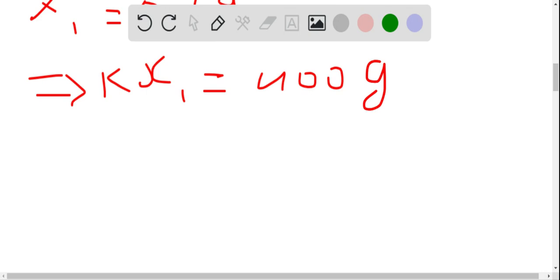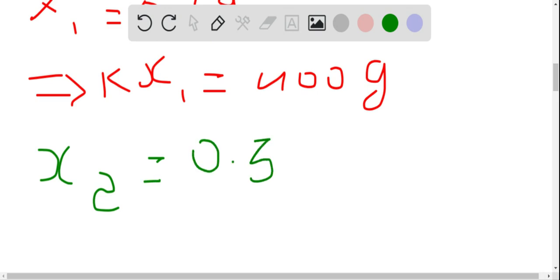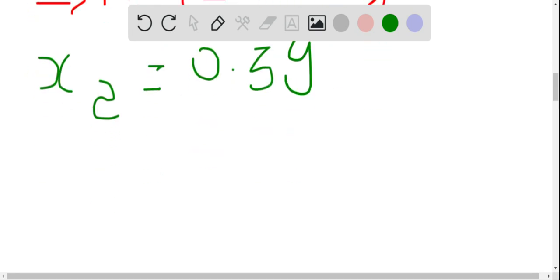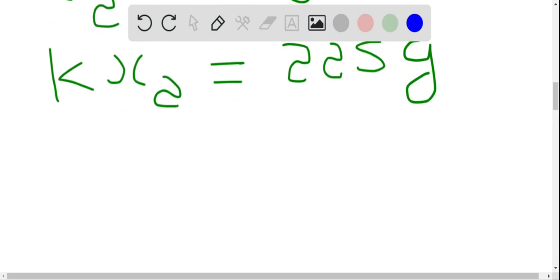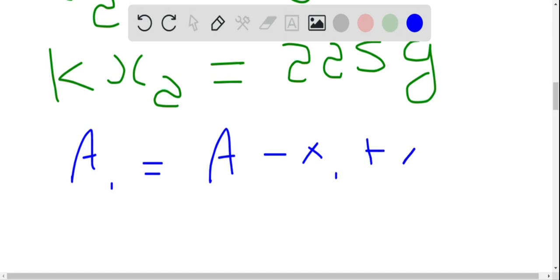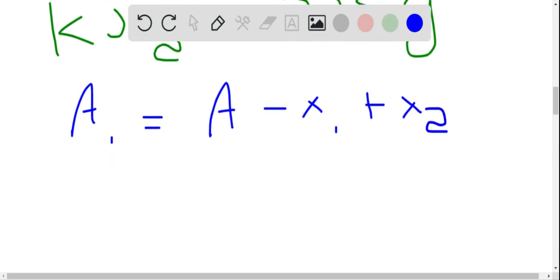Now let's do the same for the x2. So x2 here is 0.39. So the multiplication with the k will give us the answer. It's 225 times g. Now, to calculate the amplitude, we can write A1 is equal to A minus X1 plus X2 is equal to 10 centimeter.